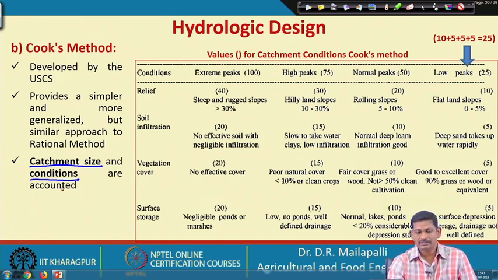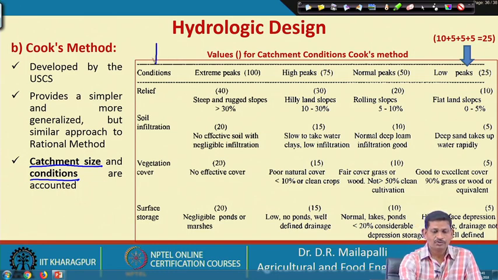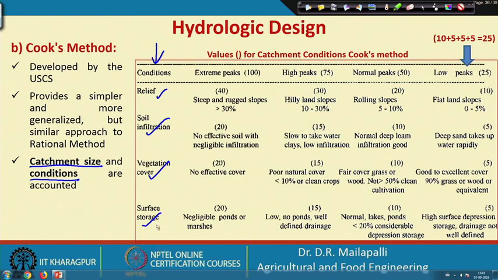Here, look at the table. Column number 1 gives the conditions: the relief, soil infiltration, vegetation cover, and surface storage. These 4 are the conditions, and the extreme peaks.